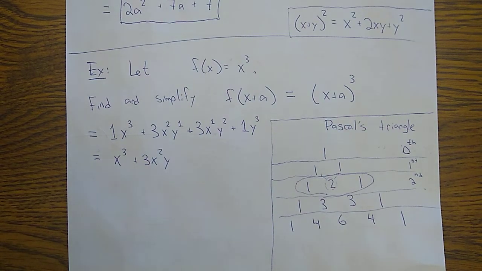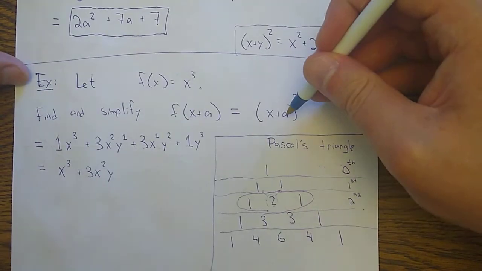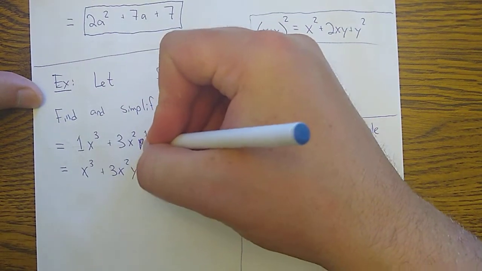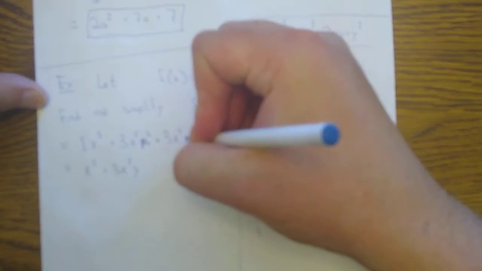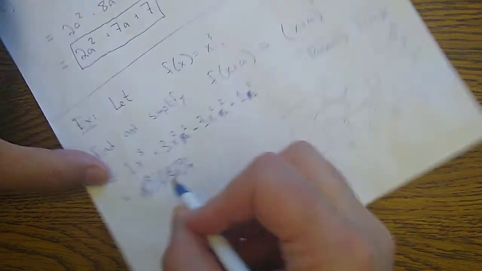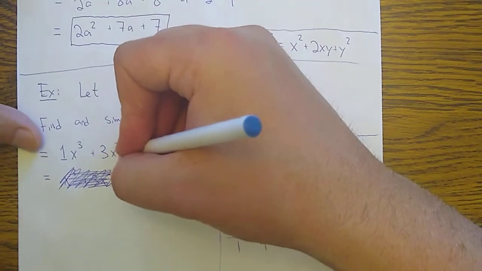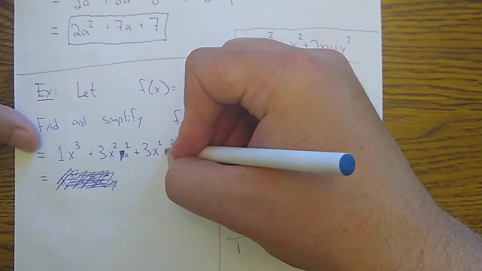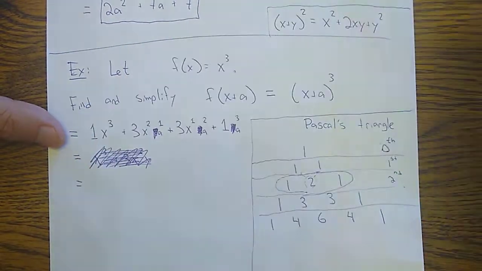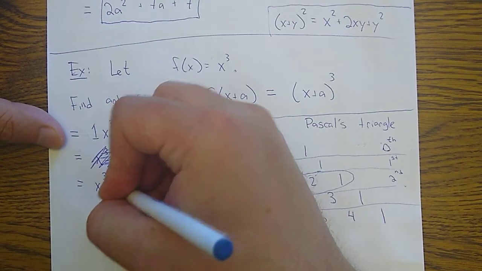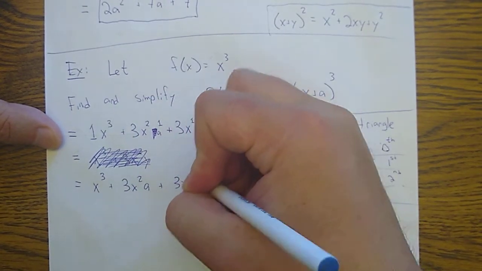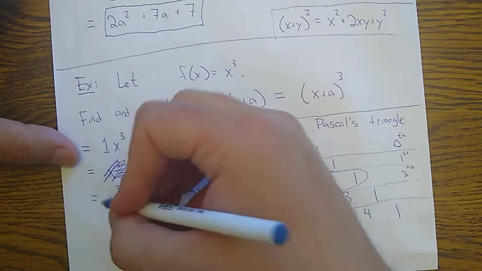Ooh. All of these y's should be a's. Sorry about that. That's easy enough to fix. Okay, for real this time. X cubed plus 3x squared a plus 3xa squared plus a cubed.